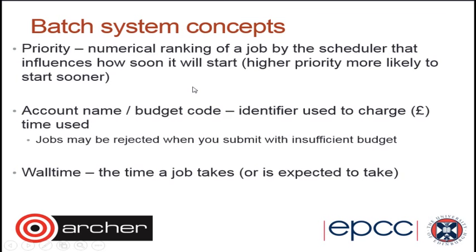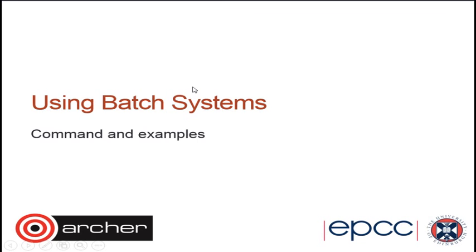Another universal thing is the account name or budget code. These are just things for accounting, basically, that you charge the compute time you use for a particular job to some kind of code that then gets charged in terms of actual money to time you can allocate on the machine. And wall time, the duration of the job, wall time because it's the wall clock, right? How much time your job will actually take when you look at your watch on the wall. So these are things that you need to specify when you submit a job, typically.